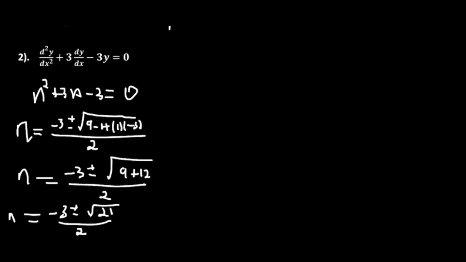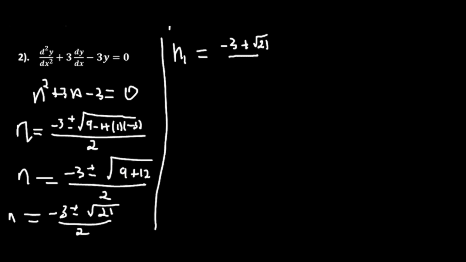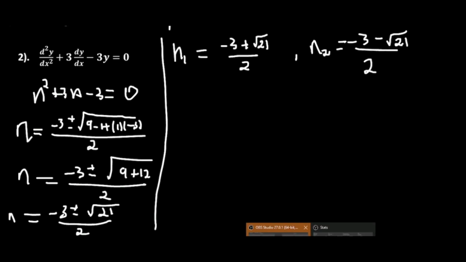To get our roots, our n1 will simply be equal to minus 3 plus the square root of 21 divided by 2, and our n2 should be equal to minus 3 minus the square root of 21 divided by 2. So that's what we have.